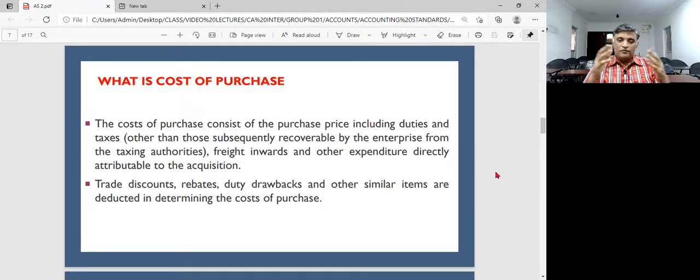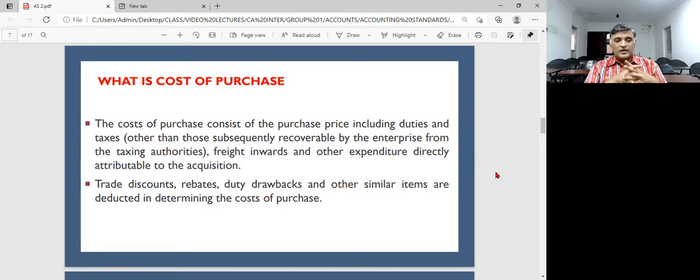When you buy or purchase something, you have a basic price, but that will not stop there, right? It will include some duties and other taxes as well, because you need to pay some customs duty, all those things. So that invariably becomes part of the cost. It's not just the basic price of the material which you buy, but it's also the incidental duties and taxes which you pay, or any freight expenses which you incur to bring the inventory into its present condition and location, out to the factory. That should be a part of the inventory, right? That is a cost of purchase. So that's the first part.